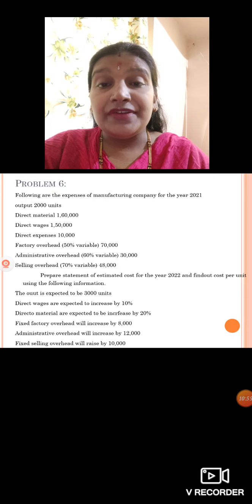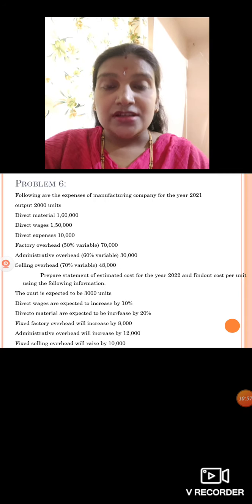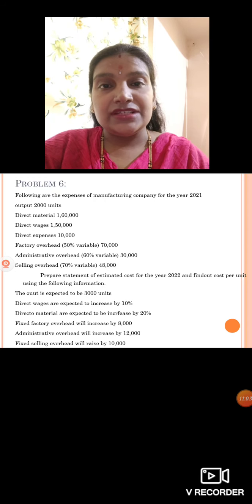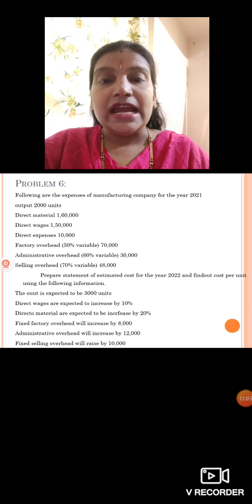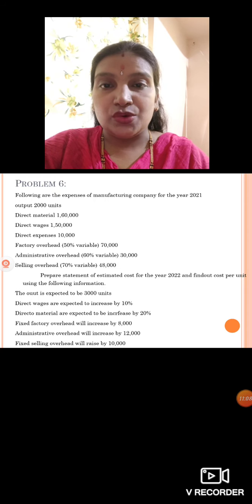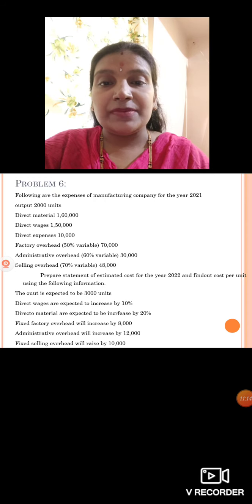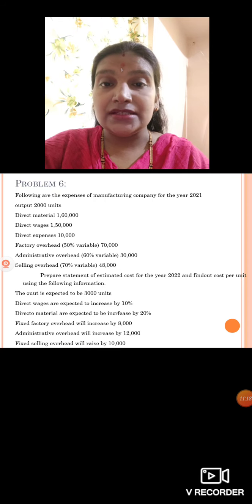Factory overhead, 50% variable they have mentioned. So the remaining 50% is fixed overhead. Okay, out of 70,000, 50% you have as variable and 50% you have as fixed overhead. Then administrative overhead, you have 60% variable. 60% variable means 40% you have fixed. On 30,000, 60% variable you should consider, and the remaining 40% you should consider fixed overhead here out of 30,000.